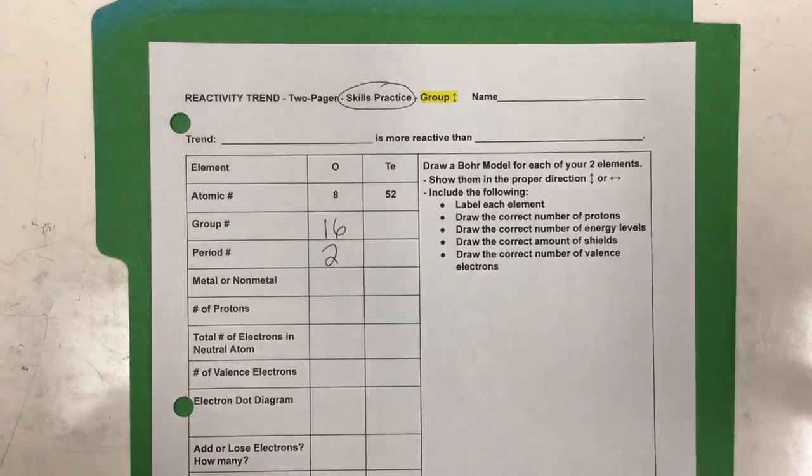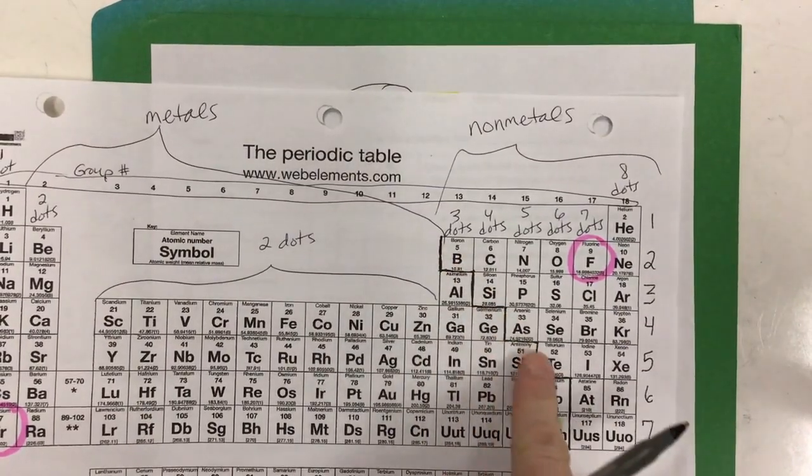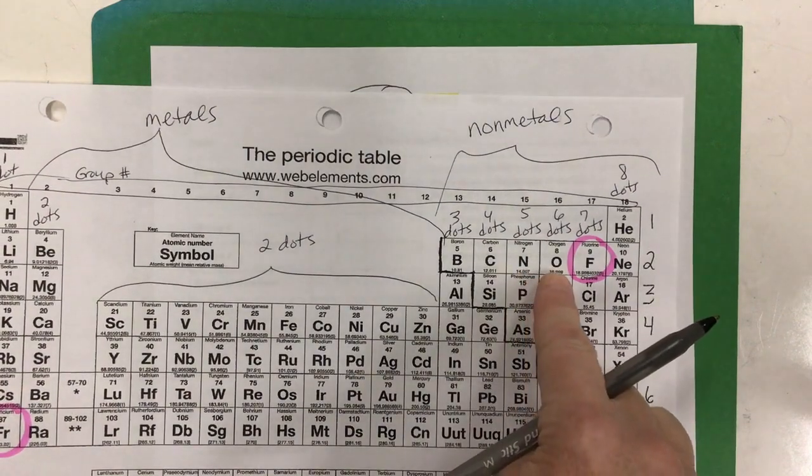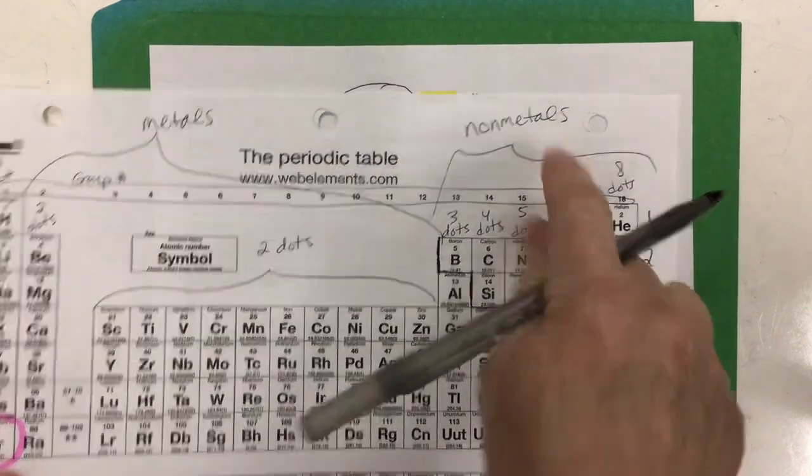Now metal versus nonmetal. I know that the zigzag line on the periodic table here separates the metal side from the nonmetal side, and I can easily see that oxygen is on the right side of that zigzag line, so it's part of the nonmetals.